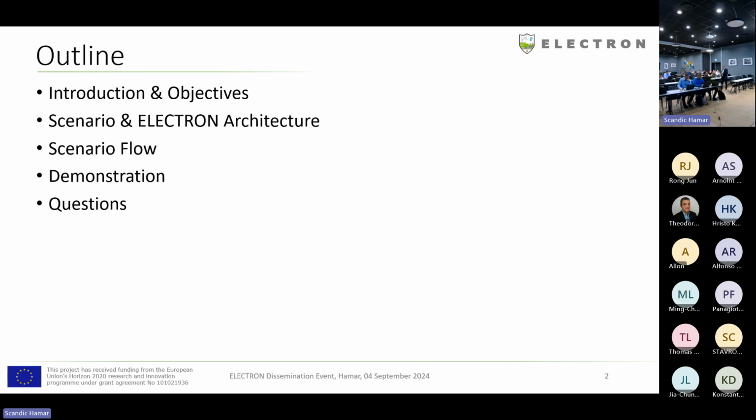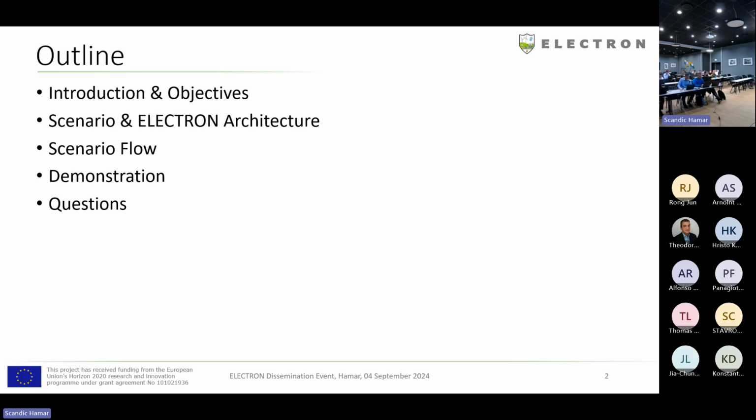So the outline of the presentation is: first, I'm going to introduce the scenario and its objectives. Then I'm going to talk about how this is positioned inside the ELECTRON architecture. And then we're going to go through the scenario flow and how the scenario is working. And then I'm going to play a short demo where you can actually see how the scenario is visualized.